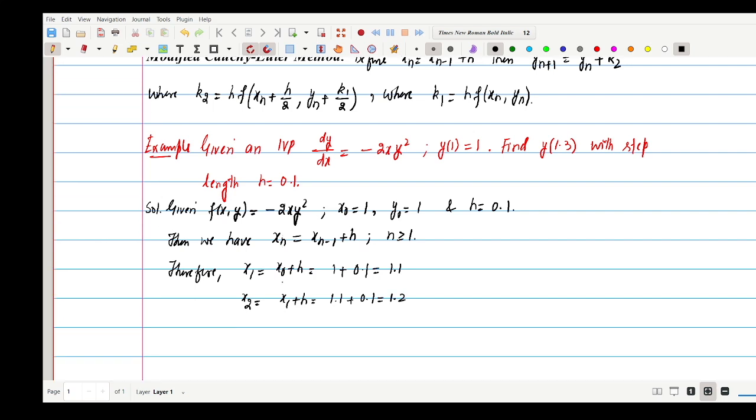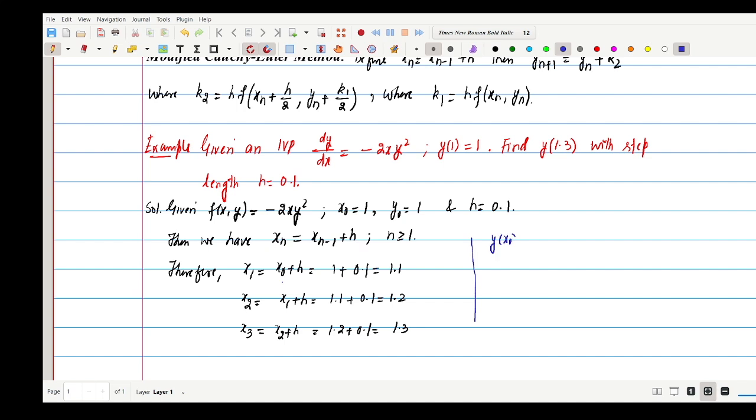And then similarly x3 is equal to x2 plus h, so this is equal to 1.2 plus 0.1, which is 1.3. Therefore, as we are asked to find y of 1.3, by definition we have these things. So this is our reference here.